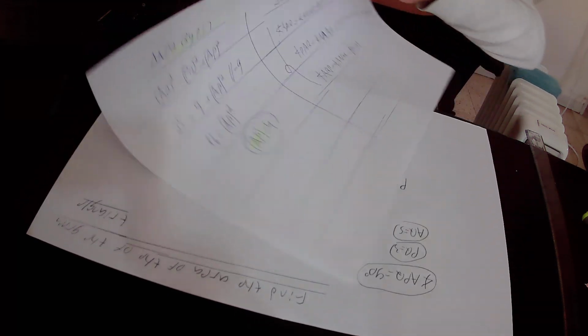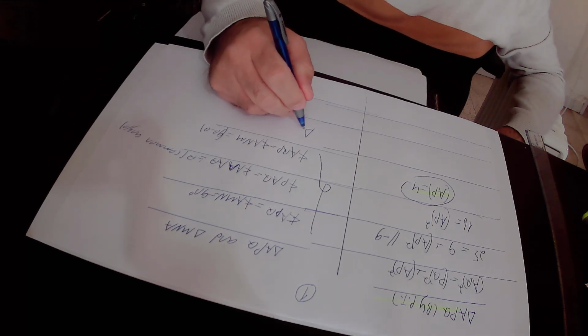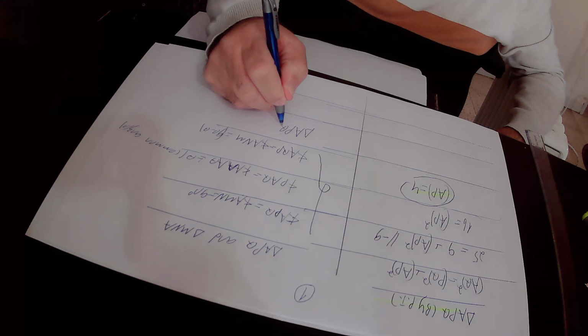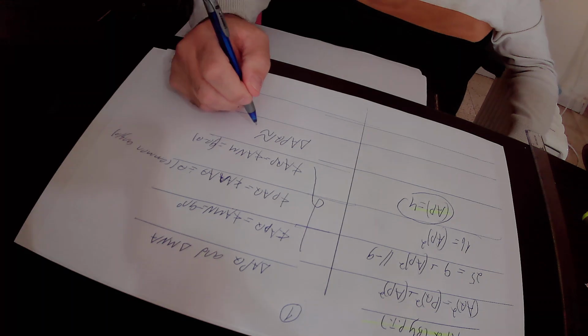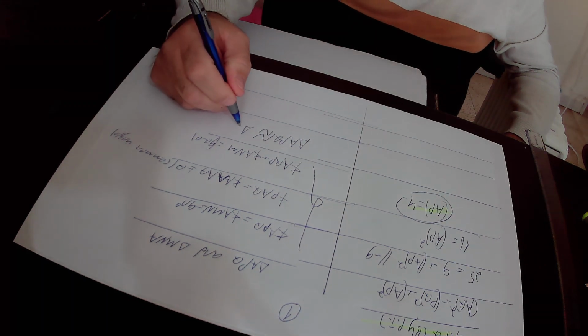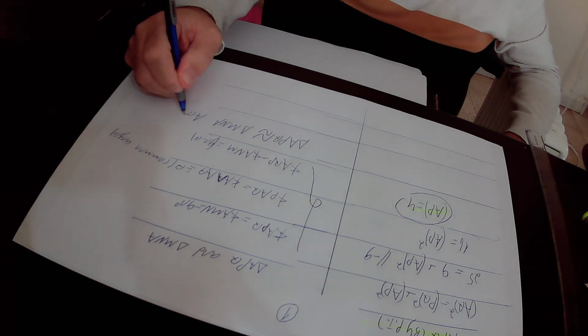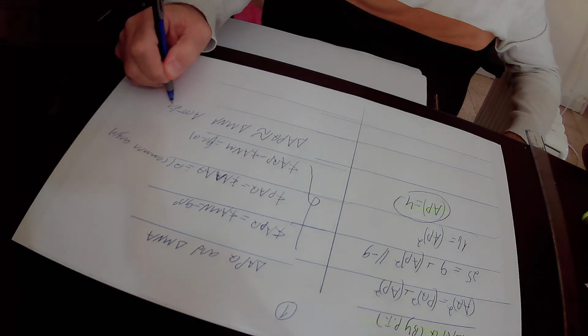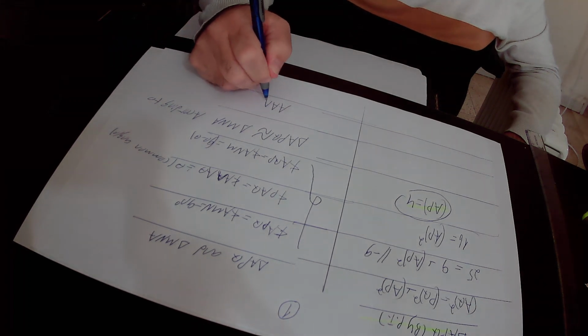So we write it down. The big triangle APQ is similar, this is the sign of similar, to the small triangle MNA according to angle similarity rule.